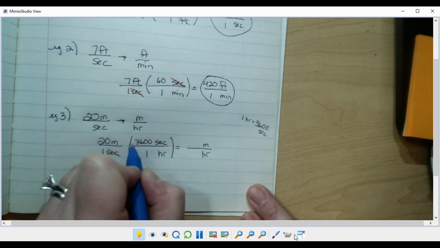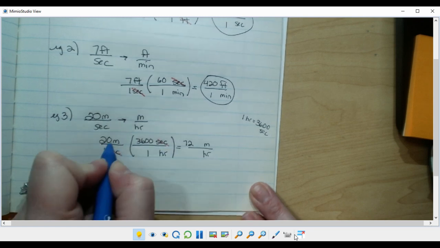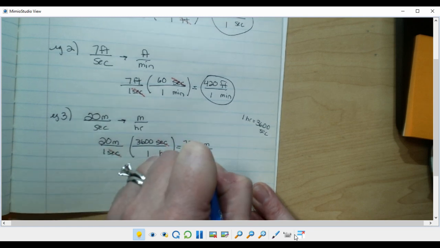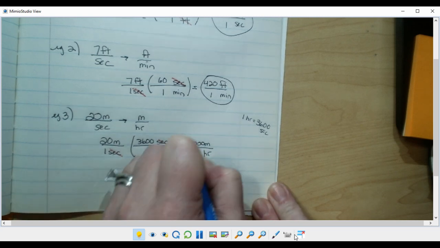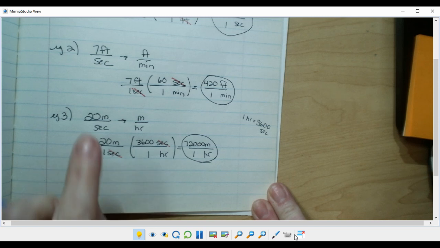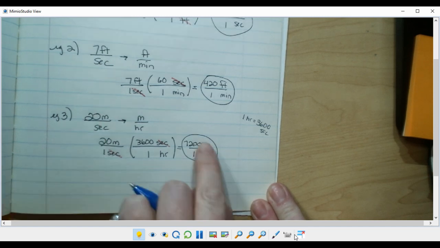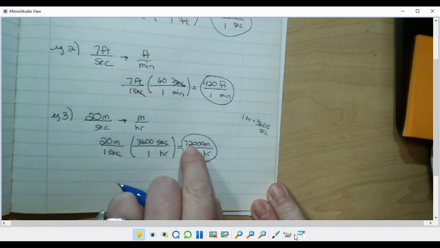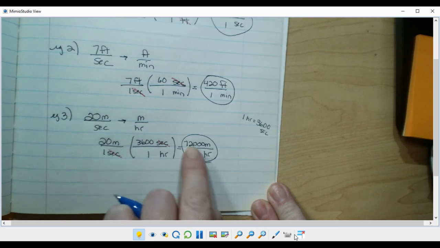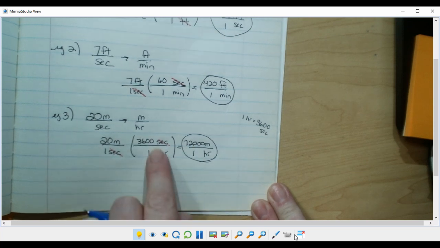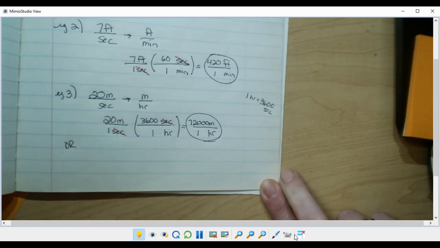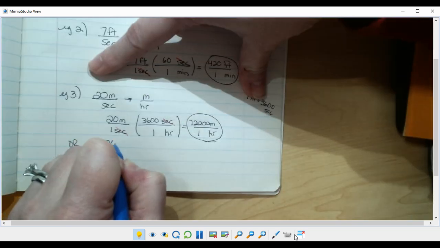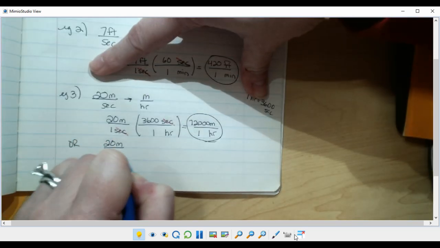That's what I want. 20 times 3,600. Well, let's see. 2 times 36 is 72. There were 1, 2, 3 zeros. So 72,000. And then 1 times 1 is 1. So 20 meters per second is 72,000 meters per hour. That's if you know the hour-second relationship. Often you don't. So let's try it the other way. We're going to do 20 meters per second.